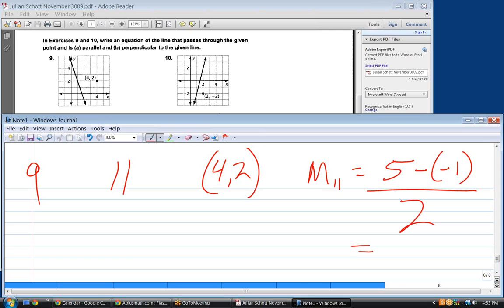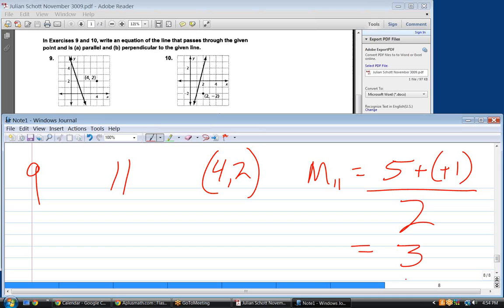Four, 6, 5 minus a minus 1. Remember, this is your negative sign. This is subtraction. Change it into an addition problem. We change the subtraction sign, and we change the sign on what was being subtracted. So now it's 6 over 2, or 3.